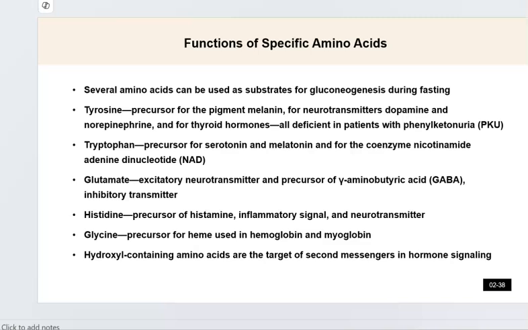Also, tyrosine, like we talked about, is a precursor for our melanin. It's needed to transmit dopamine and norepinephrine, and we have to have adequate tyrosine for our thyroid hormones, which is all deficient in patients with phenylketonuria, PKU, which is what is screened for at birth. And it's mandatory. All children in America, quote unquote, have the right to be screened for PKU because it can be devastating and it's fixable if it's found.